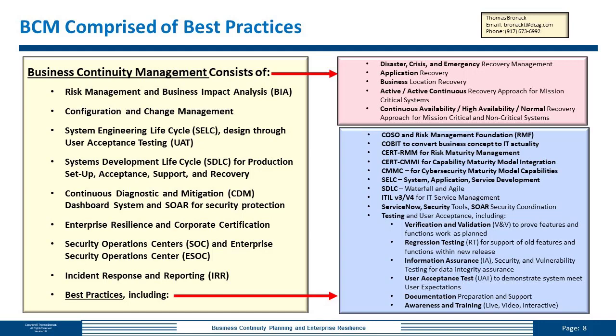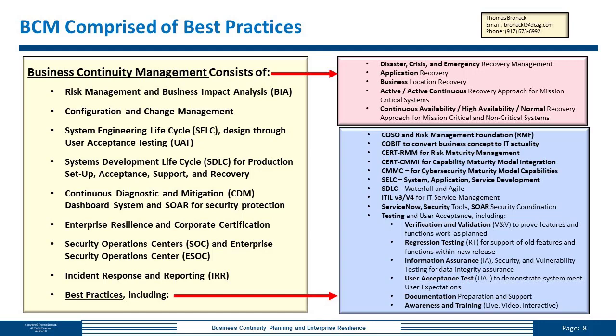The business continuity plan development cycle includes: 1. Risk management and business impact analysis to define potential threats and define the recovery time objective. 2. Utilize configuration and change management to define the stakeholders associated with a recovery plan and the change management cycle used to maintain recovery plans. 3. Adhere to the systems engineering life cycle followed when developing plans and the user acceptance testing followed to validate recovery plans. 4. Follow the systems development life cycle used to implement recovery plans within the production environment.